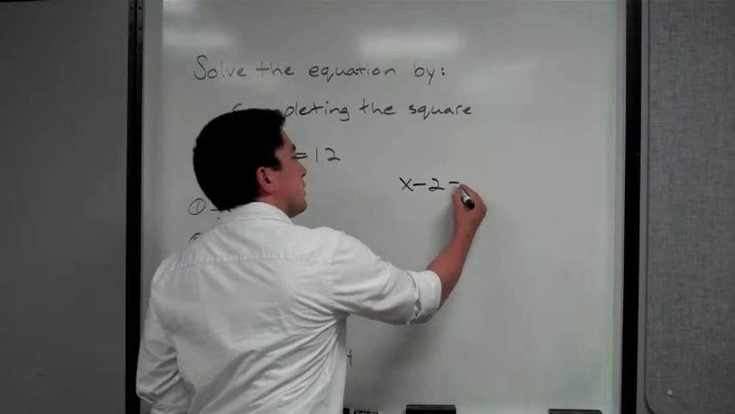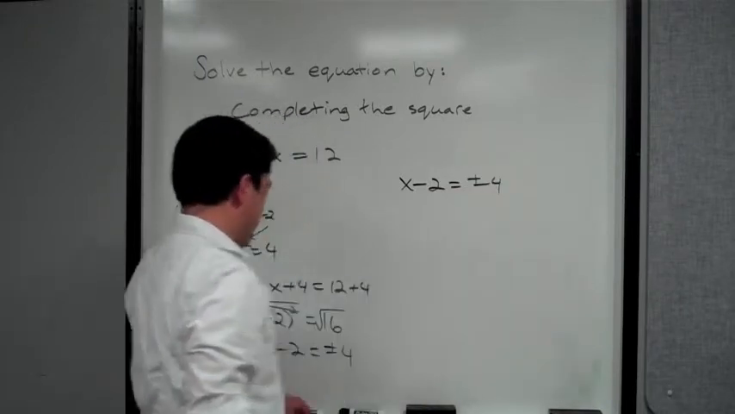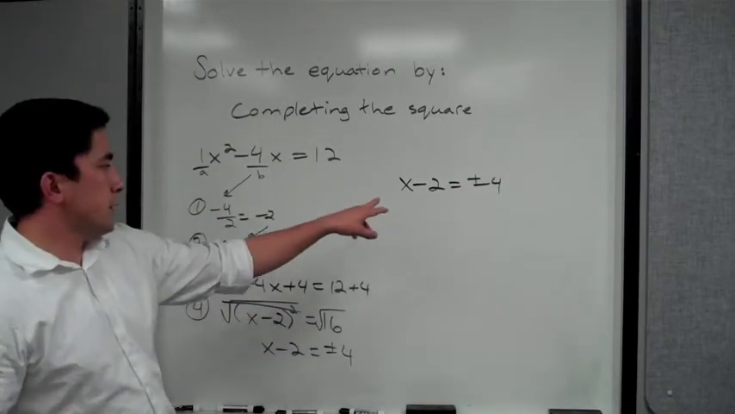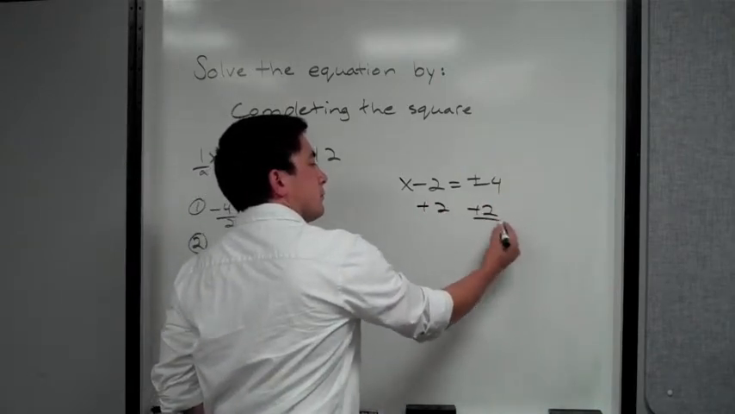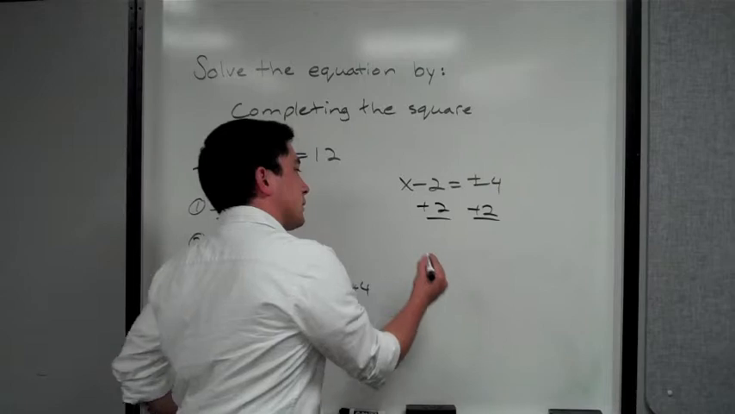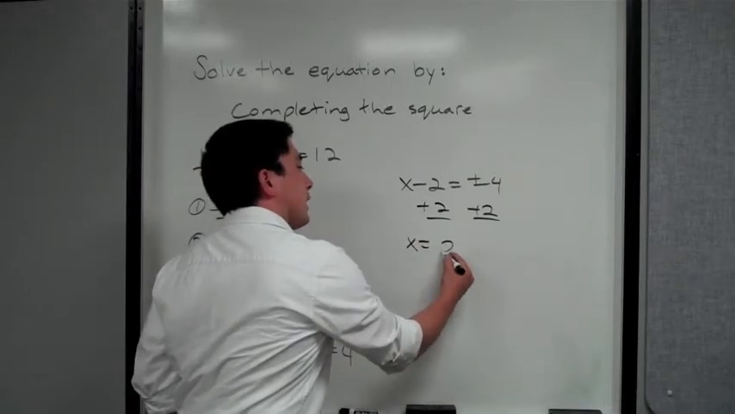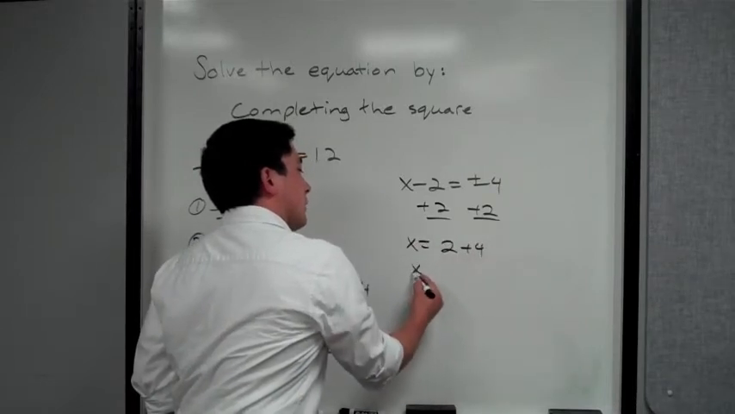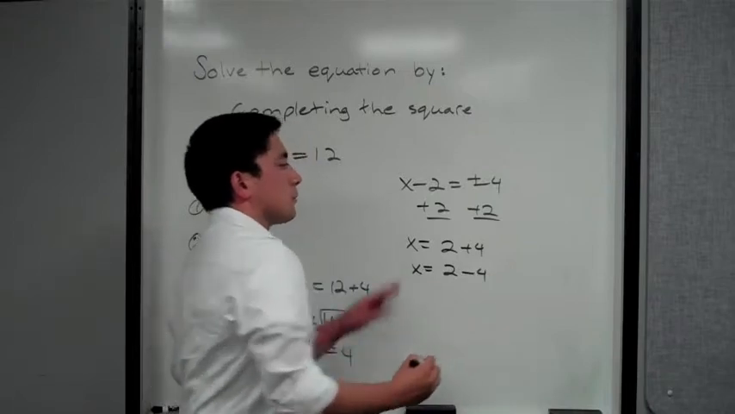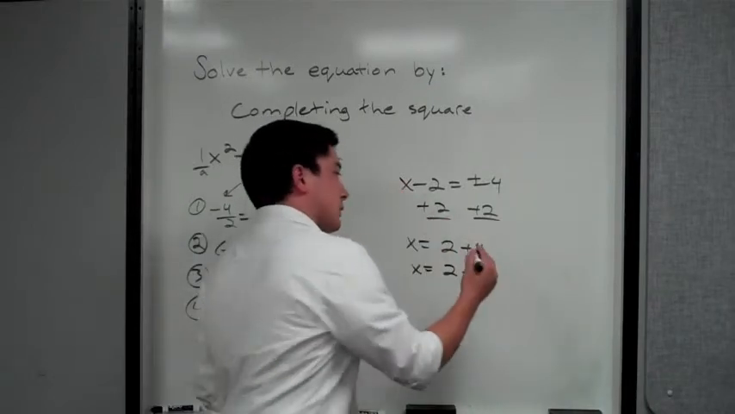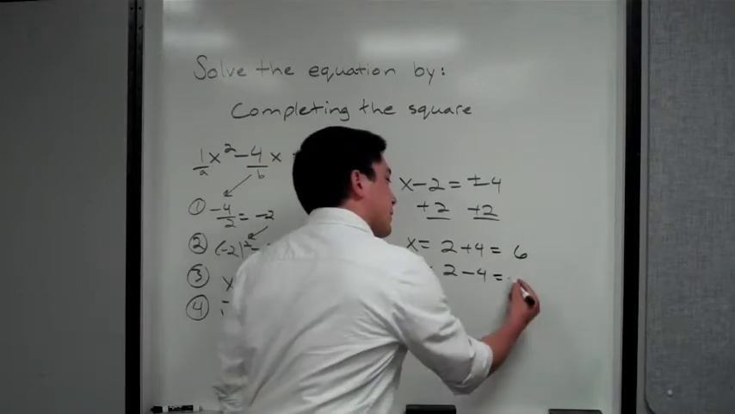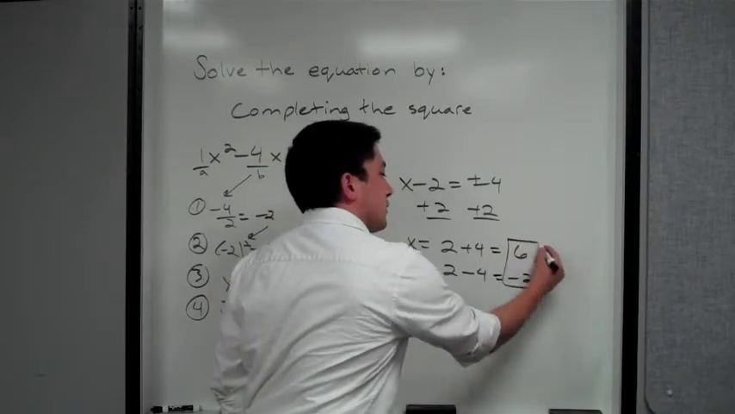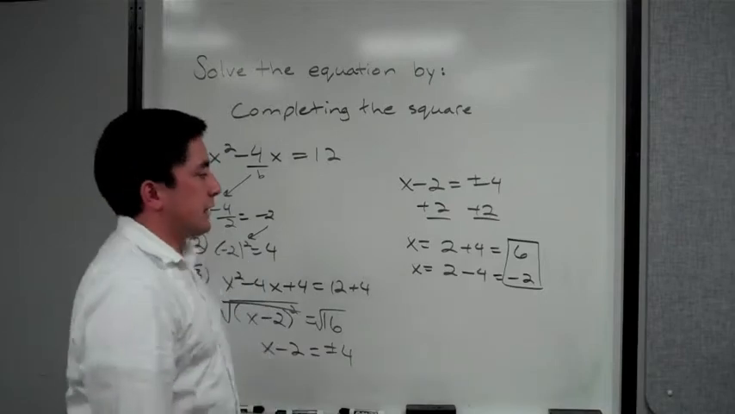I'm going to bring it up here. We have x minus 2 equals positive negative 4. Okay? I just brought it up there. So now we need to get the x by itself, so we're going to add 2. But notice we have 2 different answers here. We have positive 2 plus 4, and we have positive 2 minus 4. Plus and minus. So you have 2 answers. Therefore, 2 plus 4 is 6. 2 minus 4 is negative 2. So those 2 would be your answers.